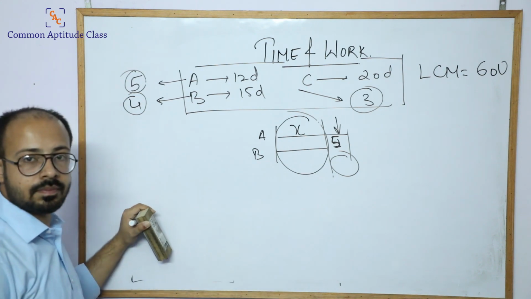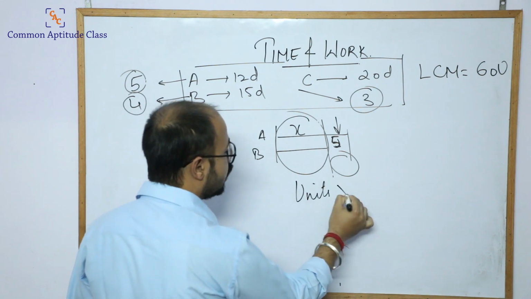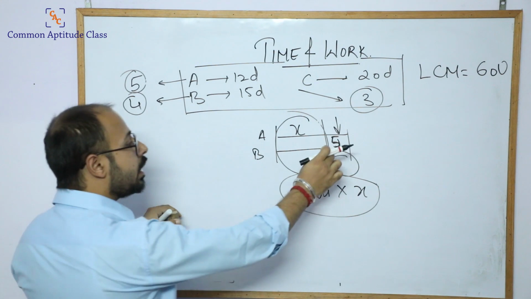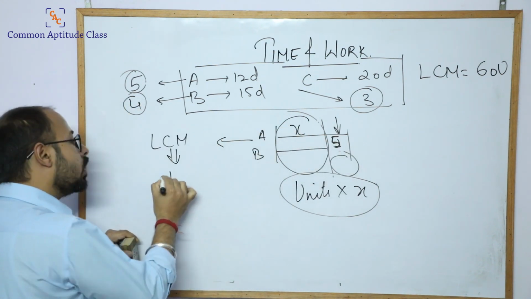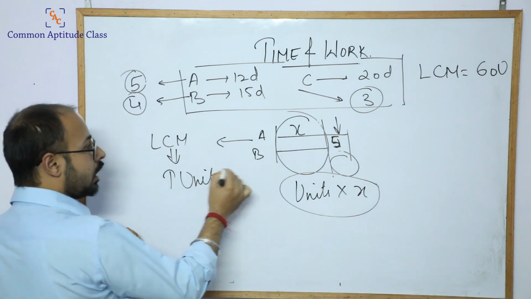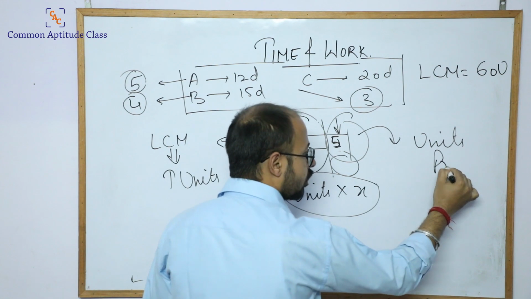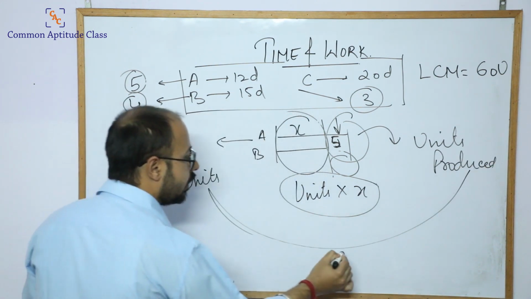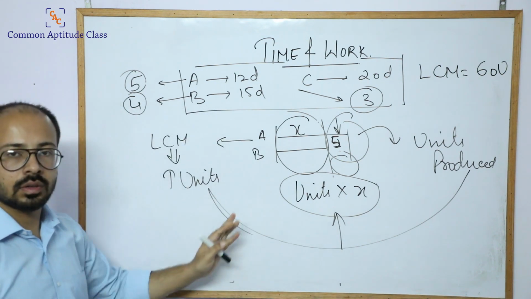How can we solve it? If the value is X, units multiplied by X is again unknown to me because X is unknown. So from here I can simply find, taking the LCM, which will help me to find total units. With the help of this, I can find the units produced. So now, if you take the difference of these two, I will get this value. Then we can go for the X. This is the way how to do it.